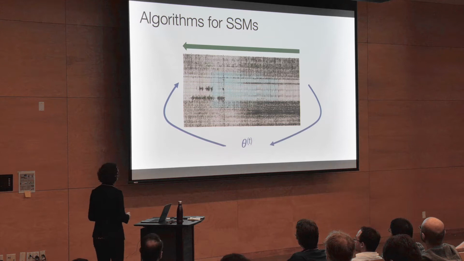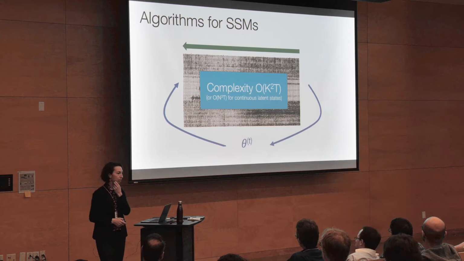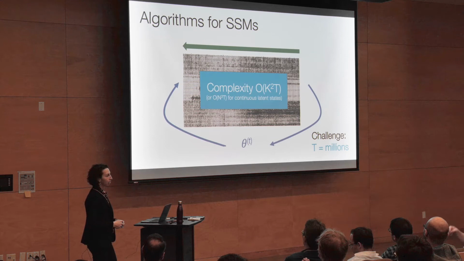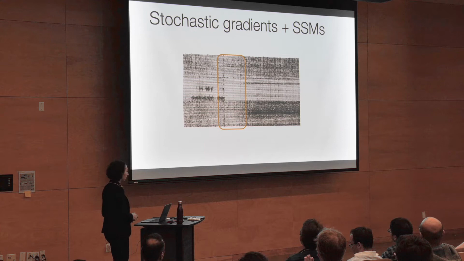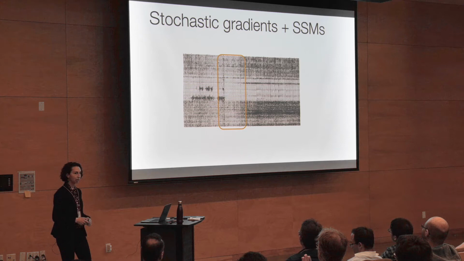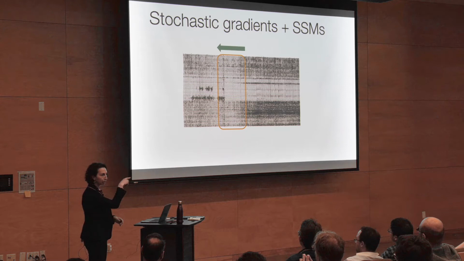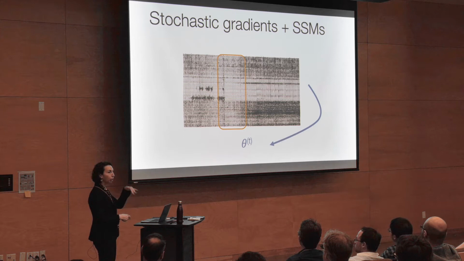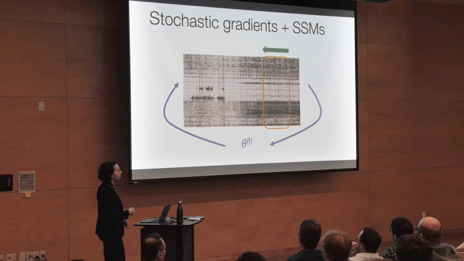The issue with these types of algorithms is that the complexity grows linearly with the length of the time series. That doesn't sound too bad, but what if you have millions of observations? It starts to be pretty prohibitive to iterate again and again over millions of observations. So can we use stochastic gradients instead of the standard gradients? What if I just grab a little subsequence, do a forward-backward just locally on that subsequence, use those smooth state estimates as a noisy, stochastic gradient update of my model parameters, and iterate on another subsequence, and so on?